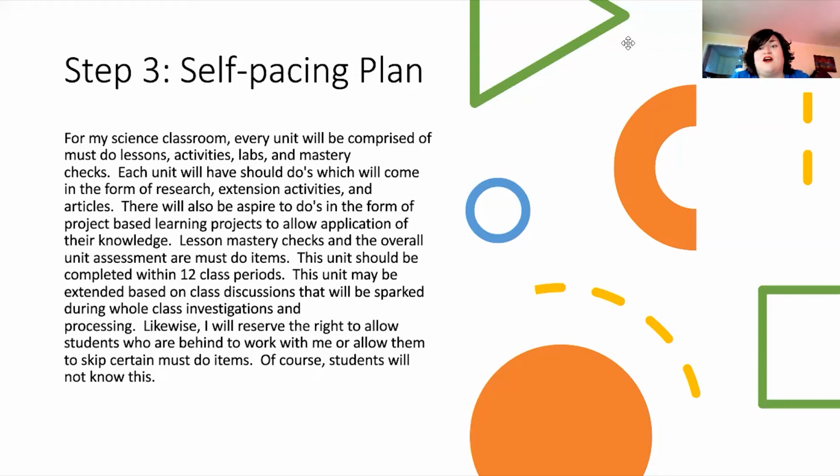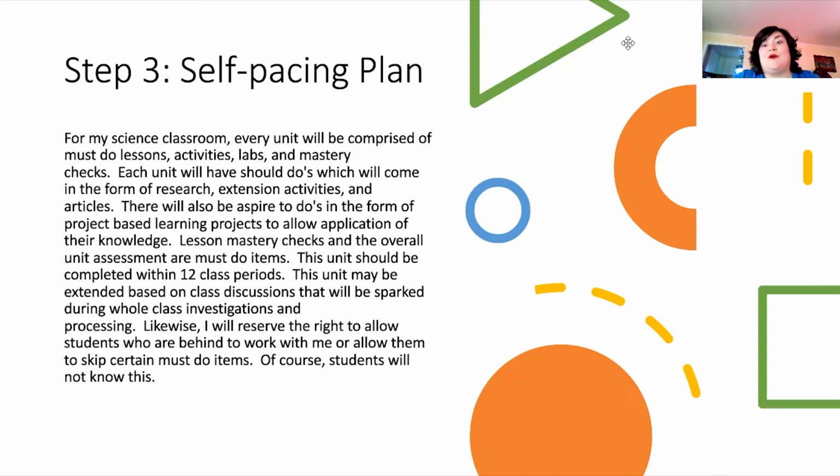So the unit that I taught this summer was all about plants. Well, two days before school started, we got a brand new curriculum that started with energy. So I was building this plan as I was flying at this time.